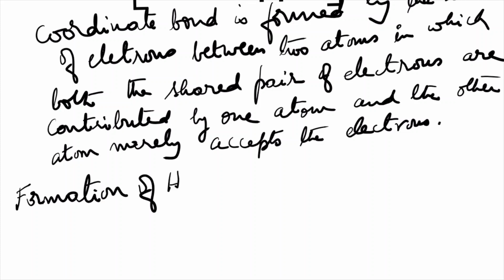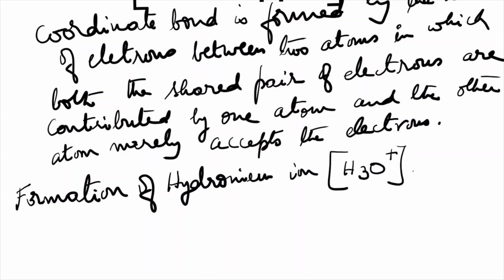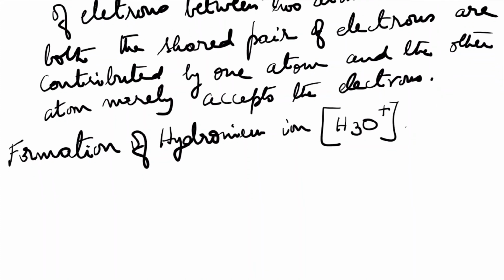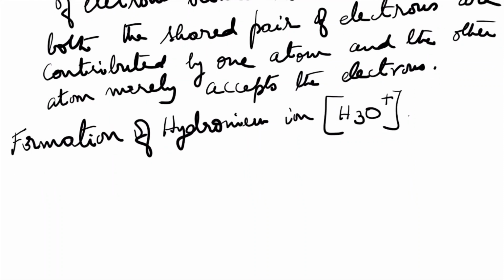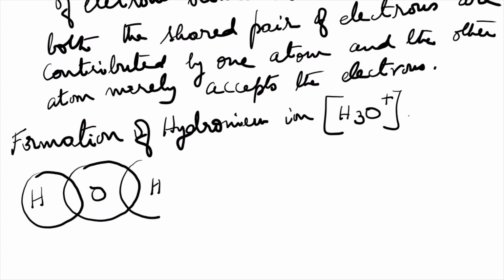Now, formation of hydronium ion. What is this hydronium ion? It is H3O plus. Okay, H3O plus ion. Now this is formed between a water molecule and a hydrogen ion. Water molecule formation I have already discussed while discussing covalent bond. How is it formed? Between hydrogen, oxygen and hydrogen.